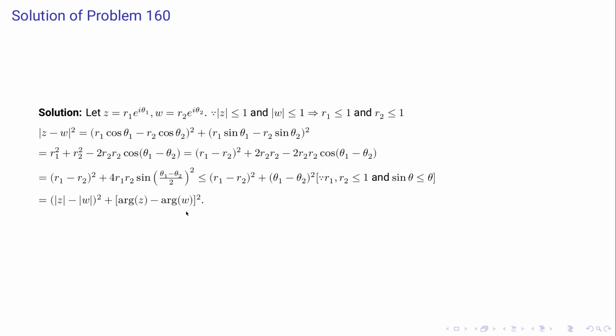So with this, we come to the end of the 16th set of problems on complex numbers. In the next set, we will solve the next 10 problems.